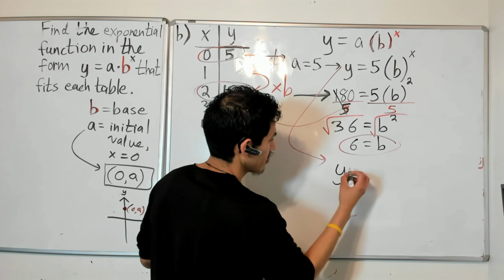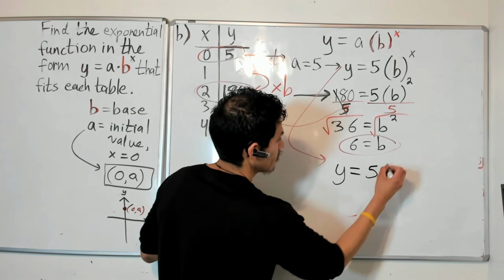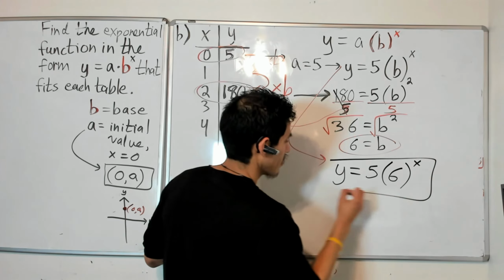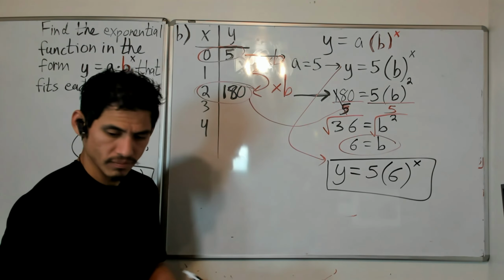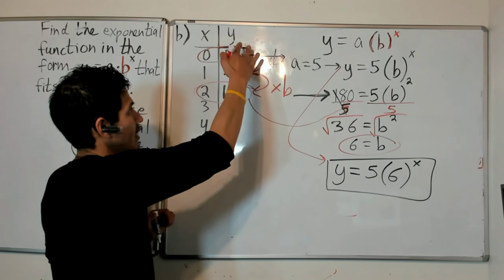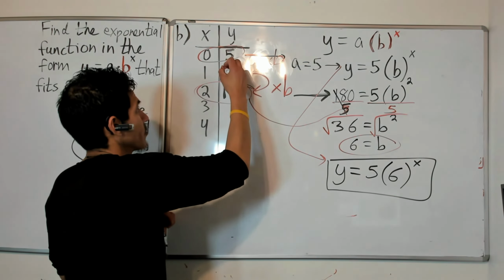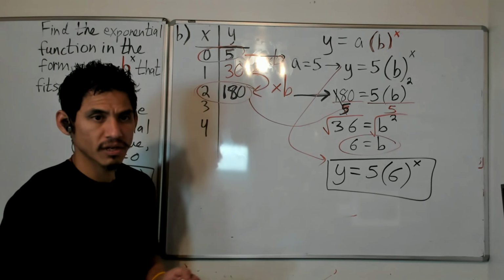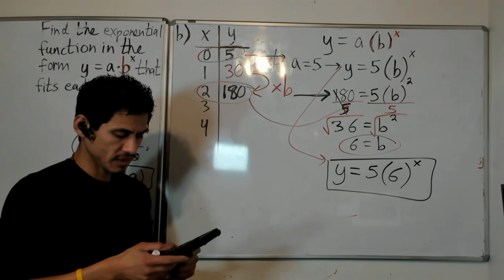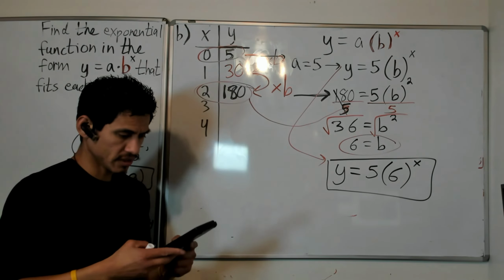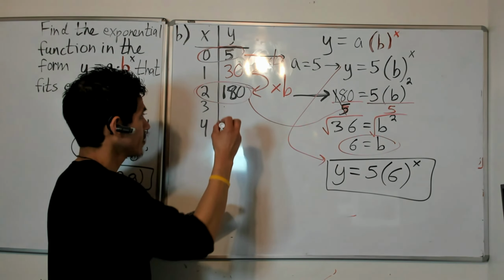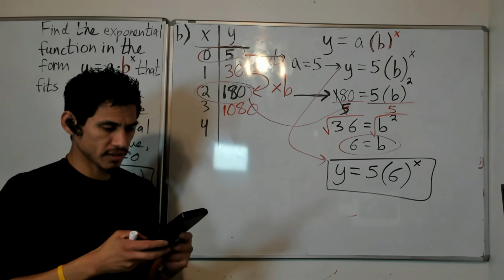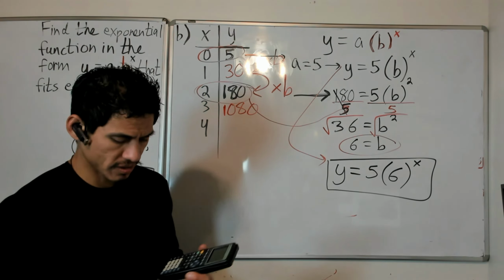If we know b is 6, then we have enough for our equation, and we can write that y equals 5 times 6 to the x power. Then we can just plug it in. 5 times 6 would be 30. 30 times 6 is going to be 180, so it works out. Then we go from there. 180 times 6 is 1080. And then 1080 times 6 would be 6480.